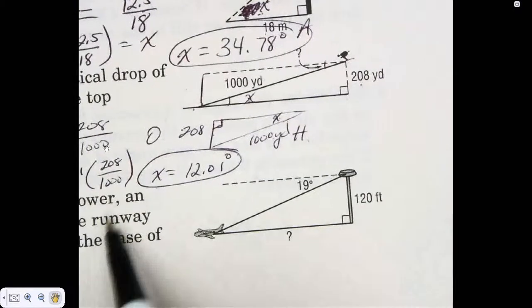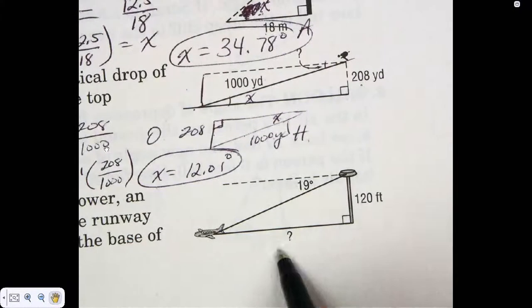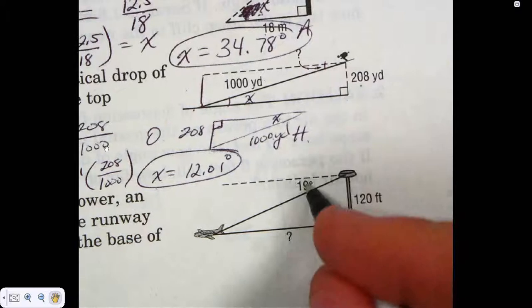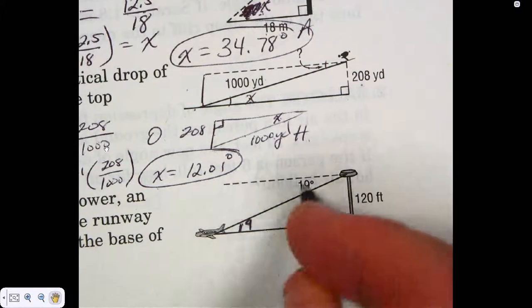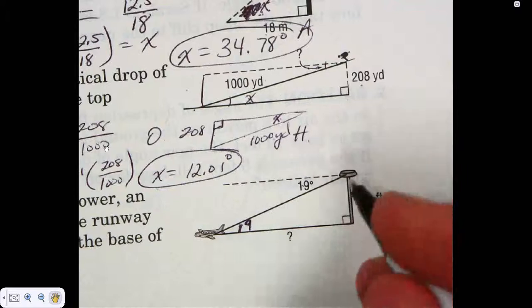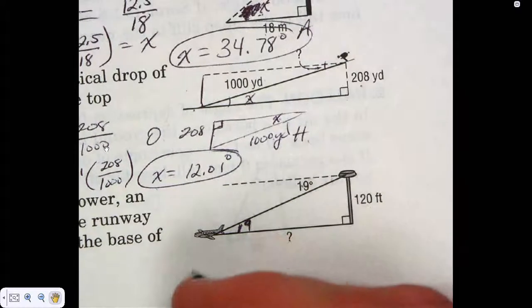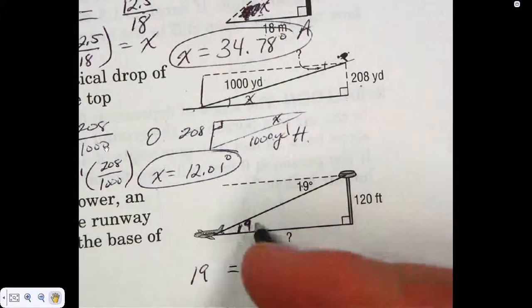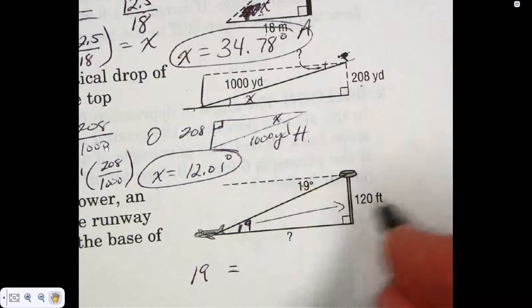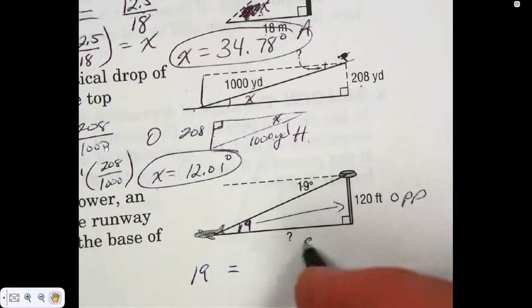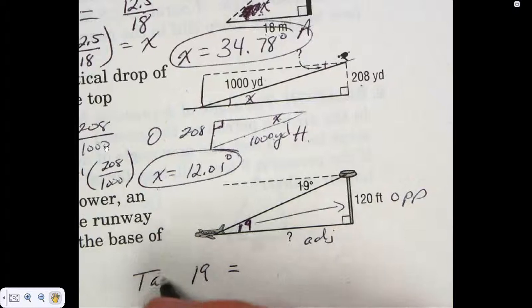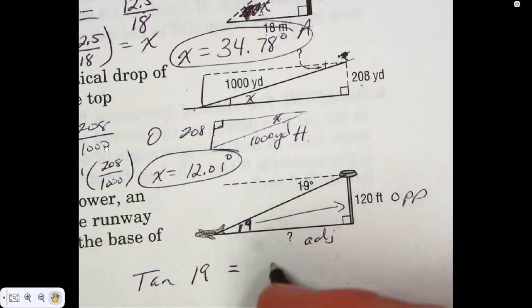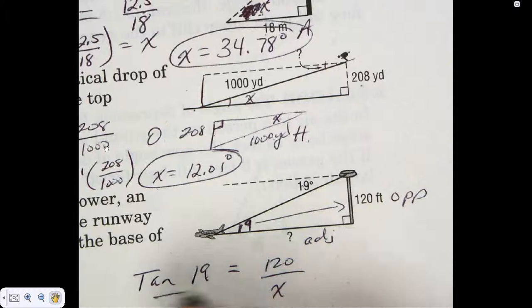Don't even have to read this one. This is your unknown. This is 19. What's this one? 19. They're alternate interior angles, aren't they? Yes. So here's your angle 19. With respect to that angle, they're giving you the what? Opposite. And what is this? Adjacent. So what is that? Tangent. So tangent of what? 19. Is equal to the opposite, which is 120, over the adjacent, which is, we'll call x.